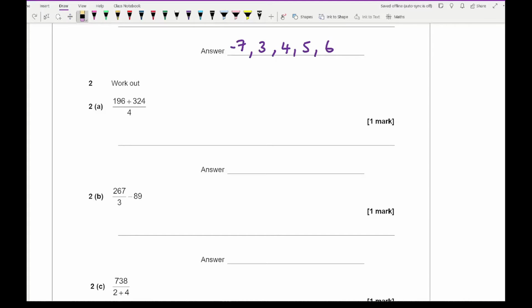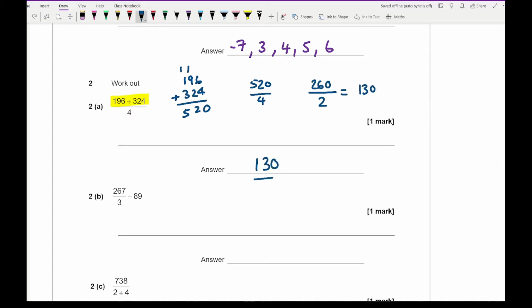So moving on to question 2a, it says work out 196 plus 324 all divided by 4. So let's first of all work out this calculation here. So I've got 196 plus 324, add them up, I get 520. So 520 divided by 4. Well, divided by 4 is divided by 2 twice, so 520 divided by 2 is going to give me 260, and divided by 2 gives me 130. So the correct answer we should have is 130.